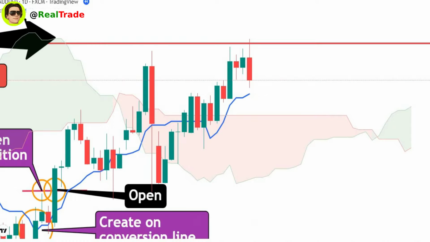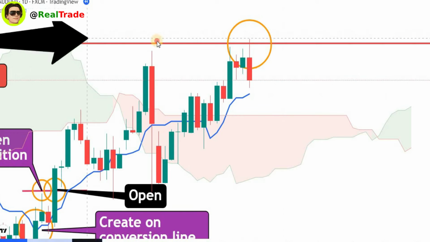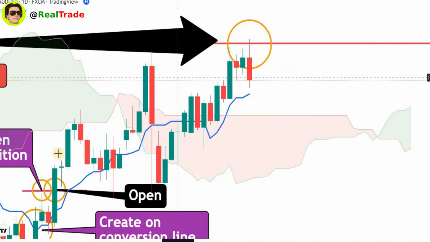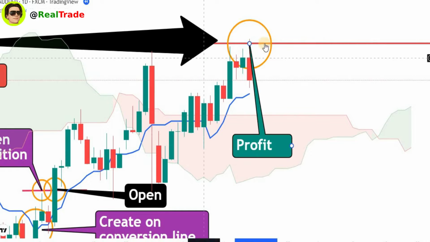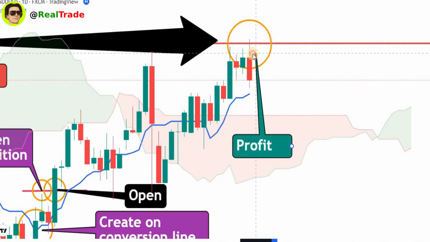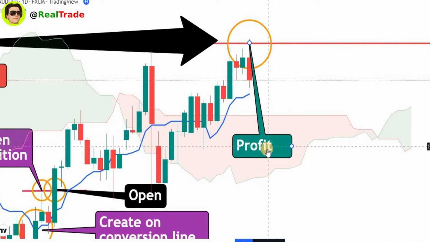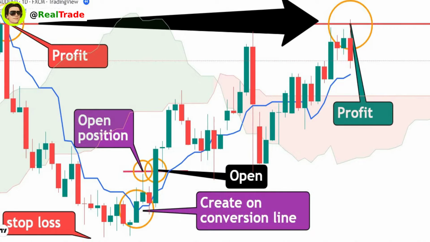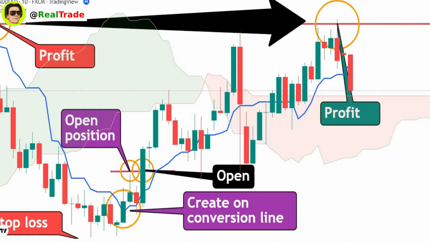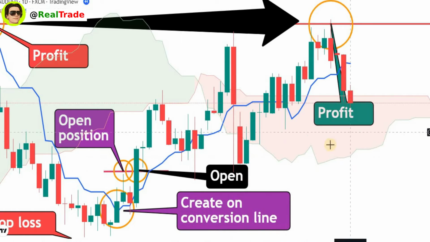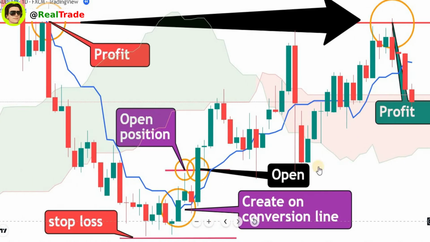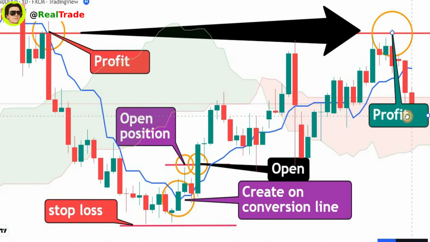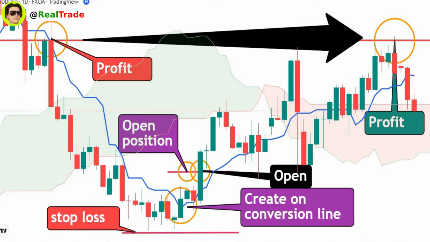This candle, profit. Take a profit. The best position. It's very great. Profit. Yes, very great. Yes, this position, great.